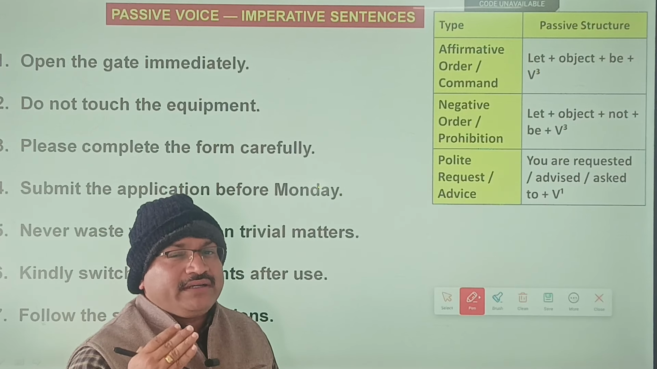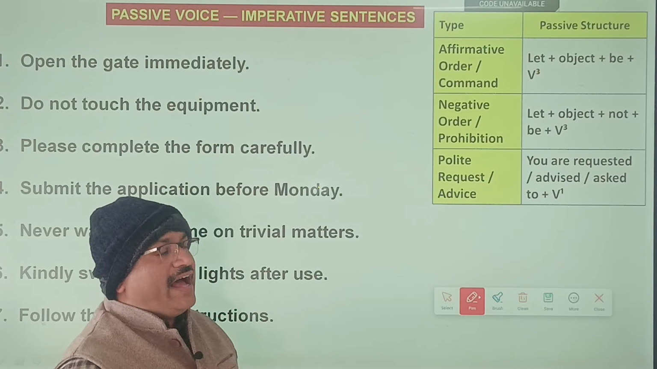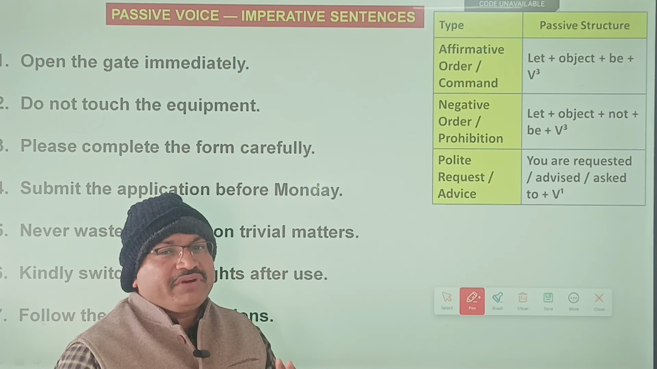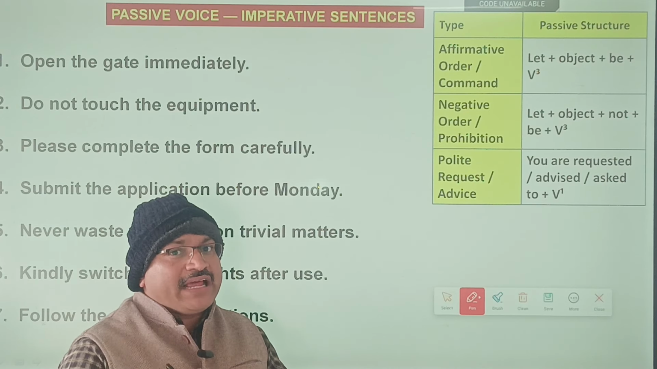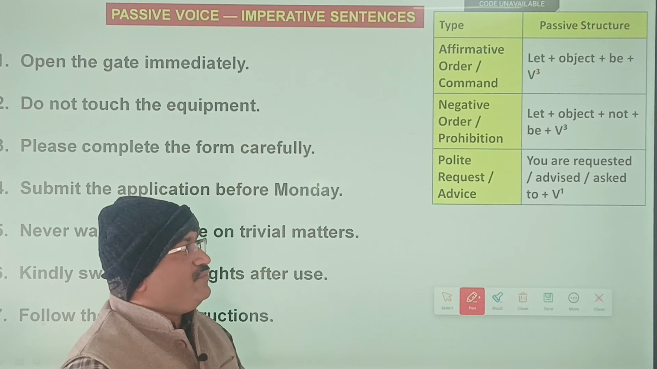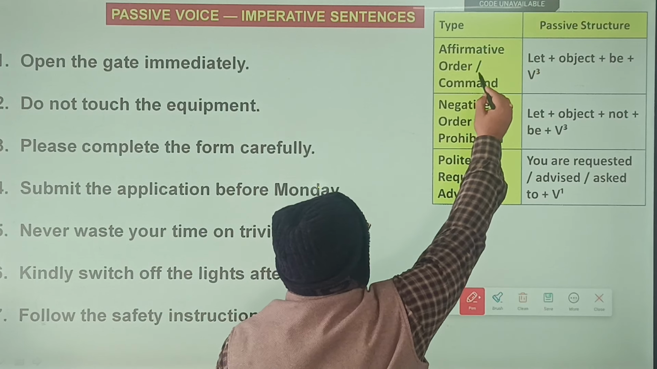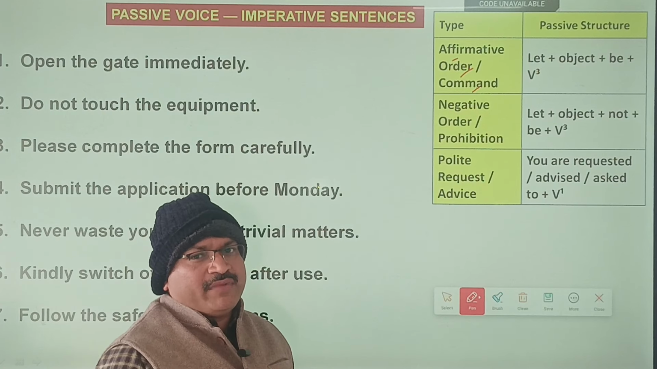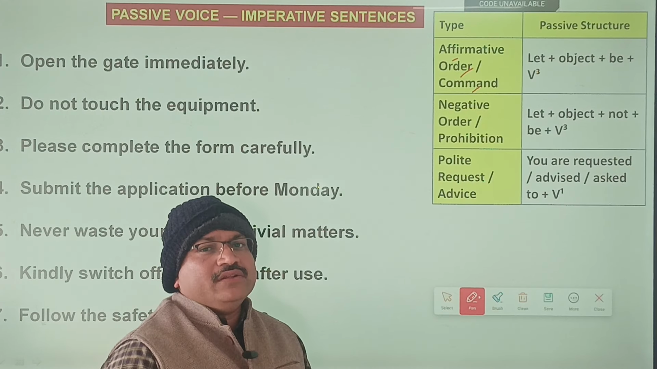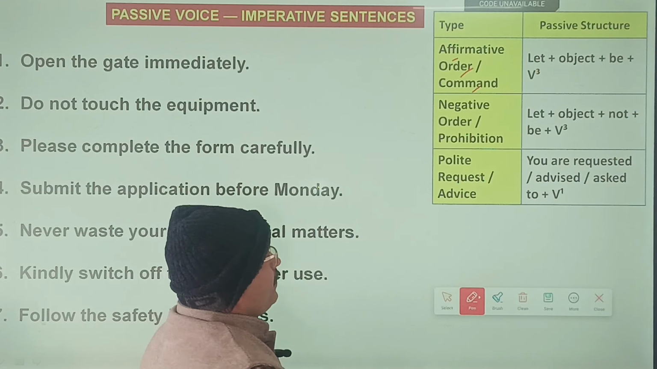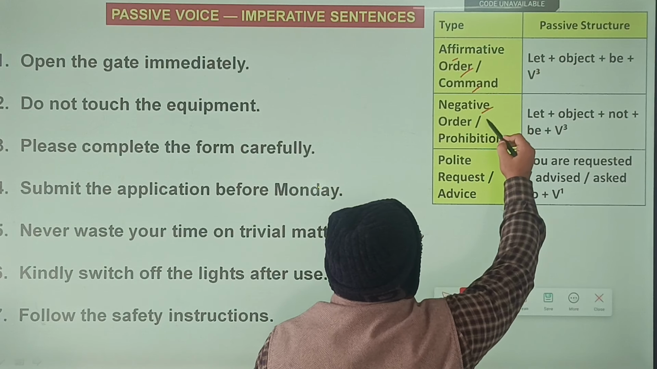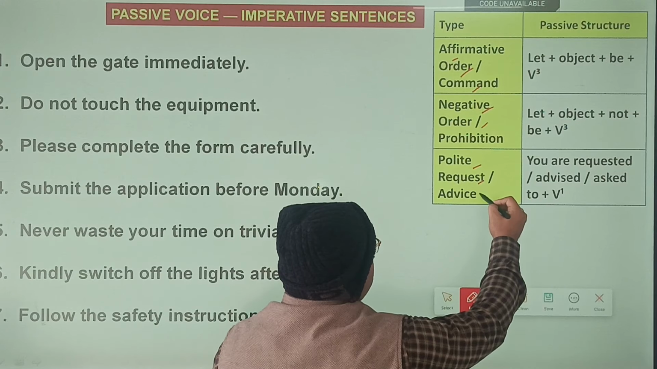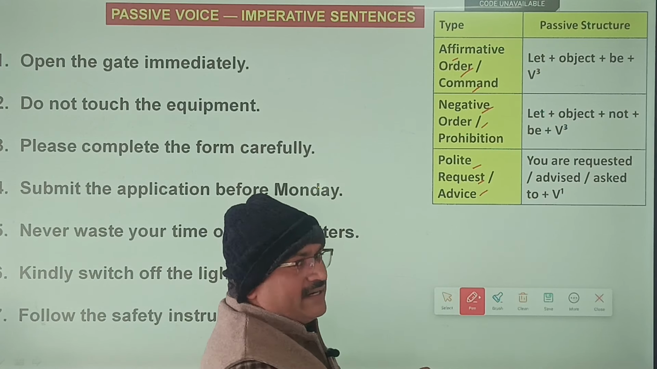Now, after sentences based on tense, we have imperative sentences. We are going to talk about three types of imperative sentences and how to change them into passive voice. First is the affirmative order or command, a simple order and command. Then we have negative order or prohibition, and third one is polite request and advice. Let us see the structure.